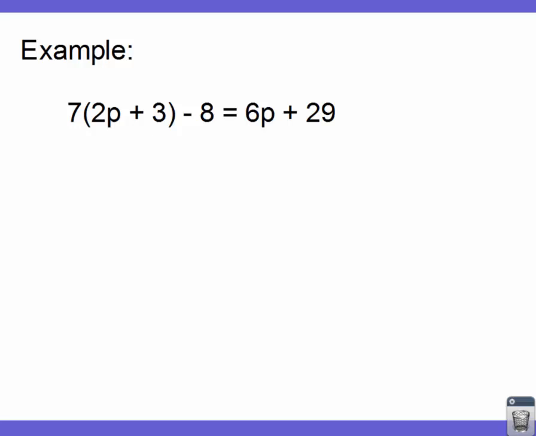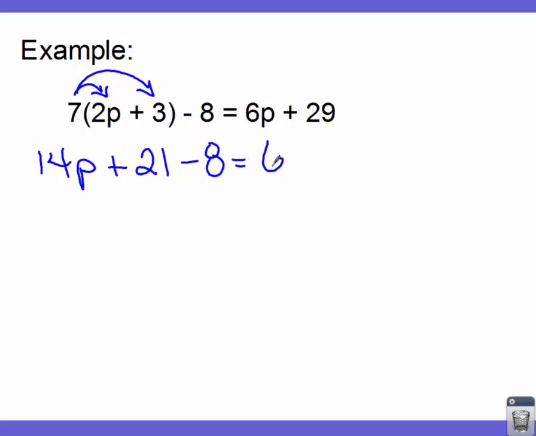Okay, so let's see how you did. All right, first thing we have to do is distribute with this 7 right here. We've got to get rid of this set of parentheses. So I'm going to pass this 7 out to the 2p, and we'll pass the 7 out to the 3. So 7 2p's is going to give me 14p, plus 7 3's will give me 21. And then I have this minus 8 that's just kind of tagging along. And then I just write down everything that's left.